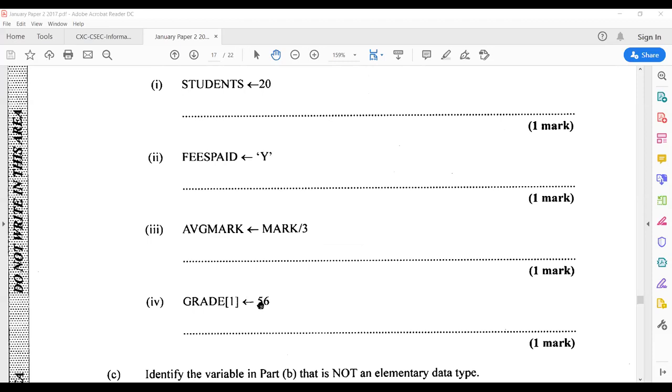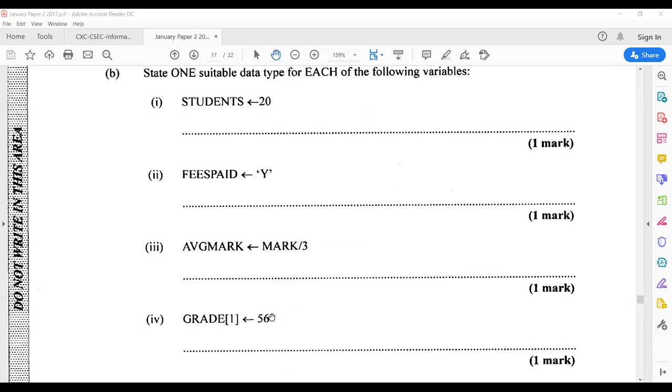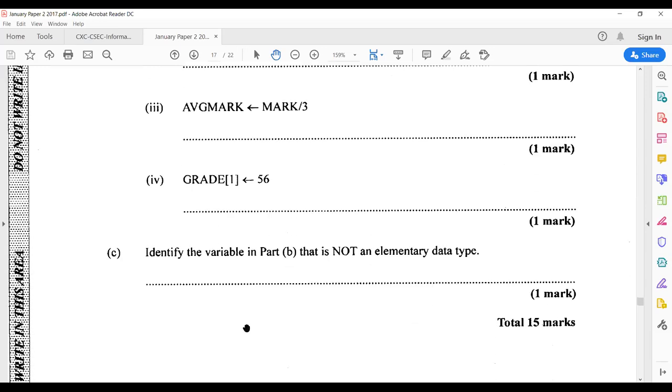Integer. Boolean? No, I don't think so. Didn't he just say Boolean is either or? Yes, Boolean is either or. Okay. This one, that's string. Well, this one will be something called an array. But just be careful with arrays, in the sense that arrays are no longer evaluated in the syllabus, so you don't have to worry too much about array questions coming in your exam.